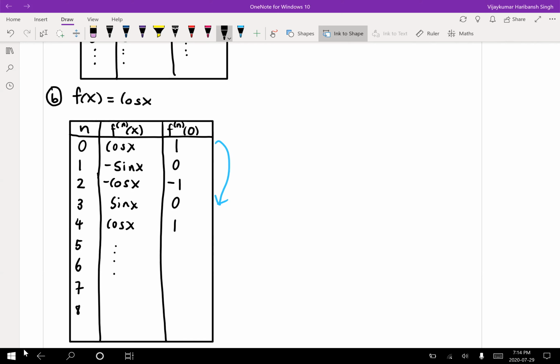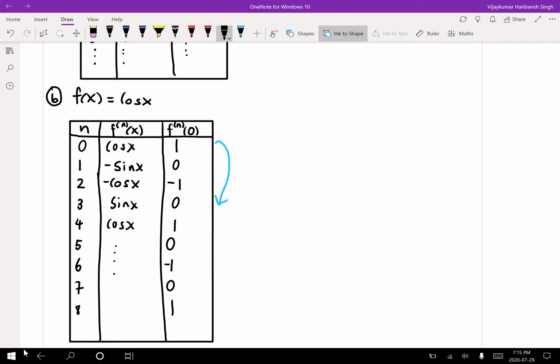again, I'll write down 0. For 6, we will get -1. For 7, we'll get 0. And for 8, we'll get 1. Okay, so this is the process which keeps on repeating.